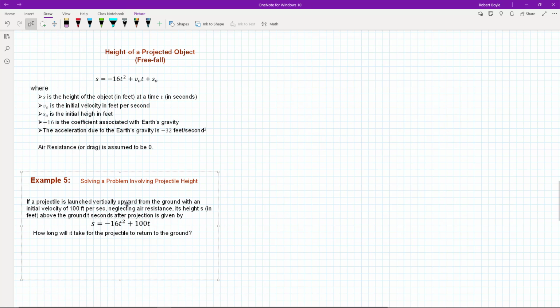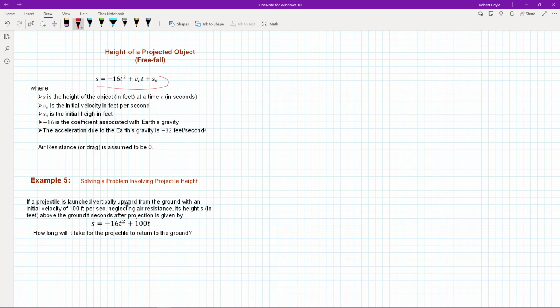Now the next set of problems that you will see involve the height of an object. The height of an object in free fall is governed by this particular equation. It's going to be equal to 1/2 of the gravitational acceleration on Earth, times t squared, plus the initial velocity times time, plus the initial height.